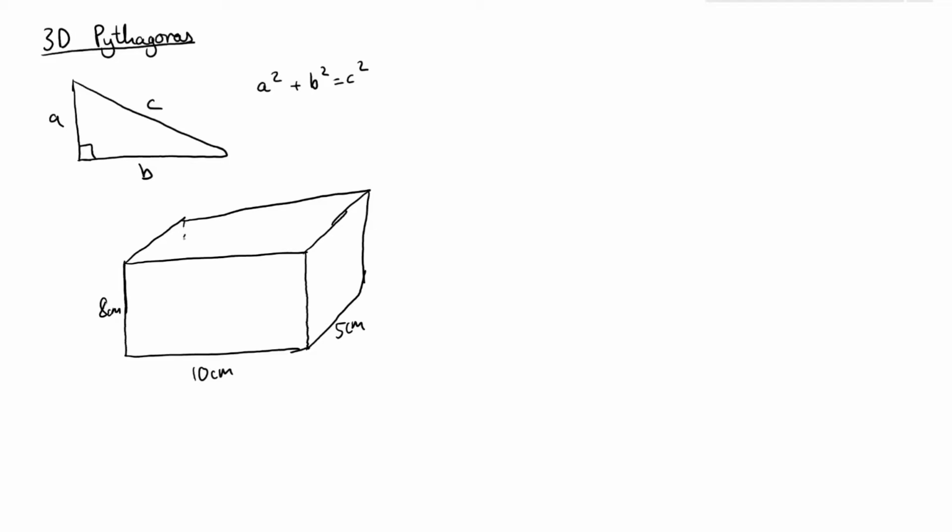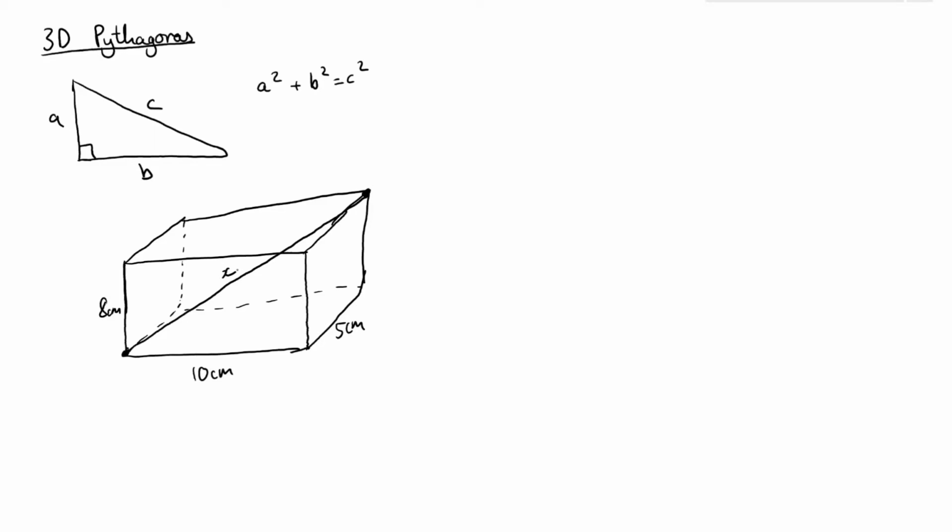Given that we know these lengths, they might ask us to work out the length from this corner up to this corner. If you can imagine this in 3 dimensions, it's from the very front bottom corner of the box to the very back top corner of the box. They might ask us, what is this length, which I'm going to call x? And we can work this out.